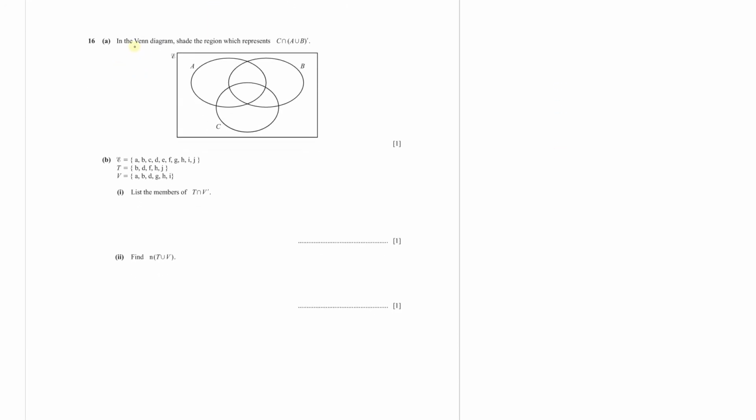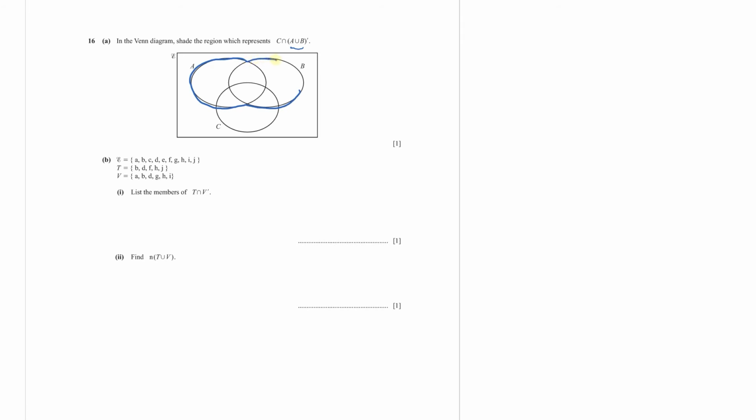Question number 16 is, in the Venn diagram, shade the region which represents C intersection with (A union B) complement. So let's start with A union B. Which is the region represented by A union B? This is A union B that I am drawing the boundary for.